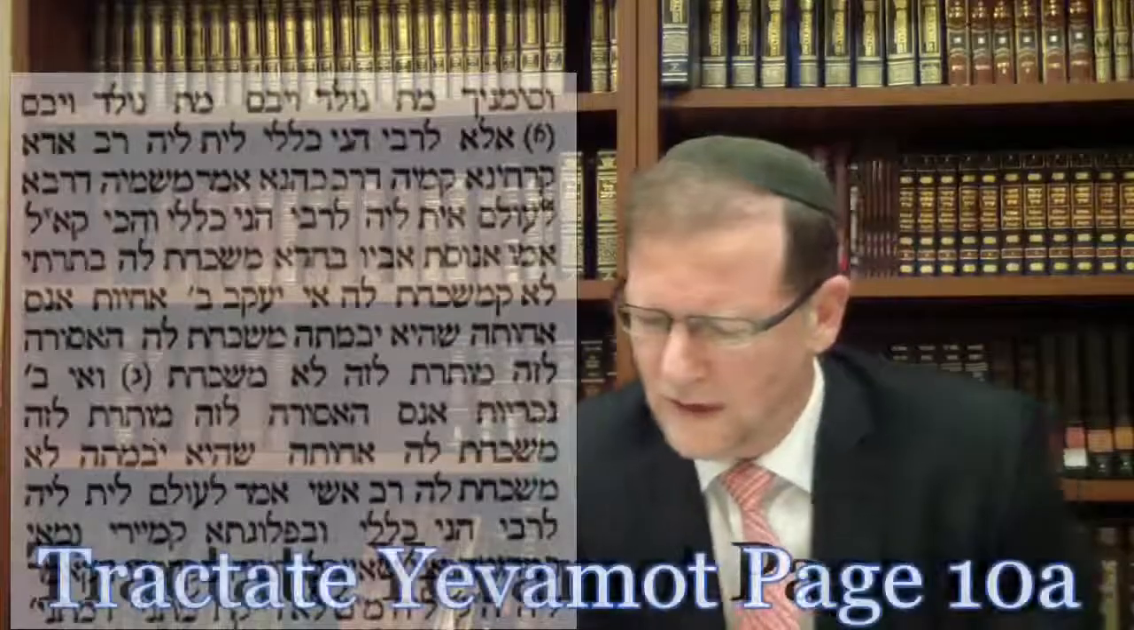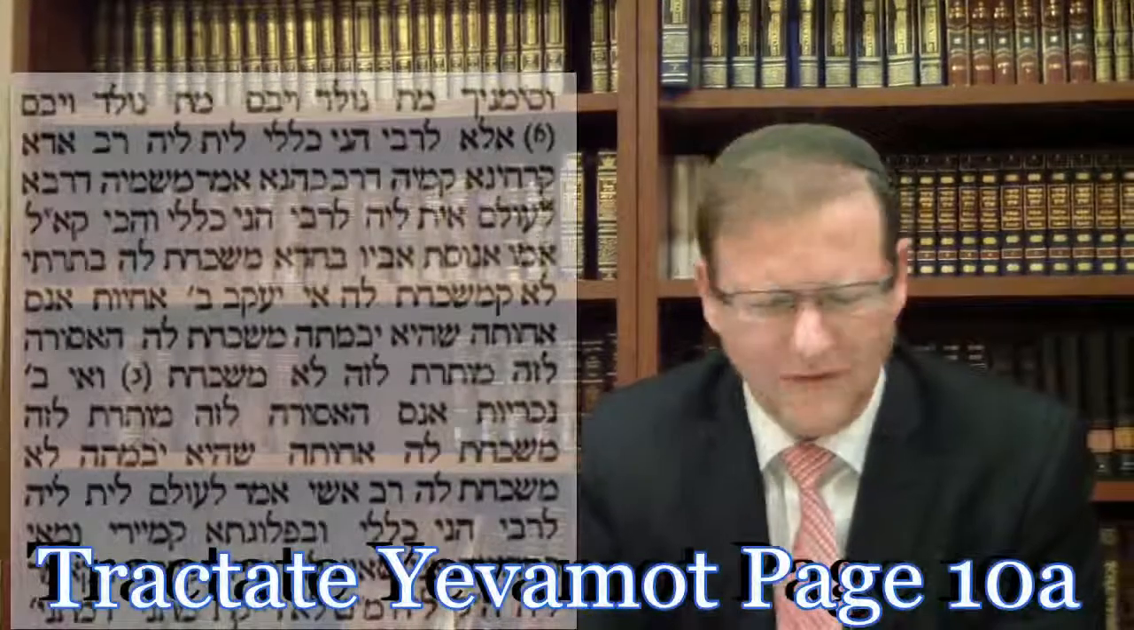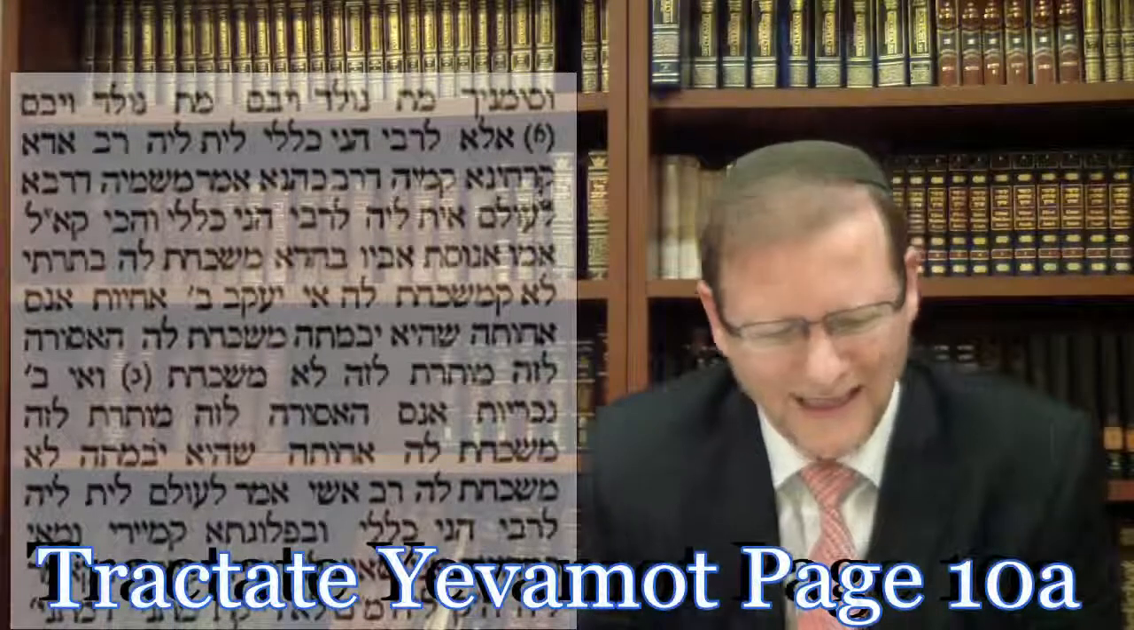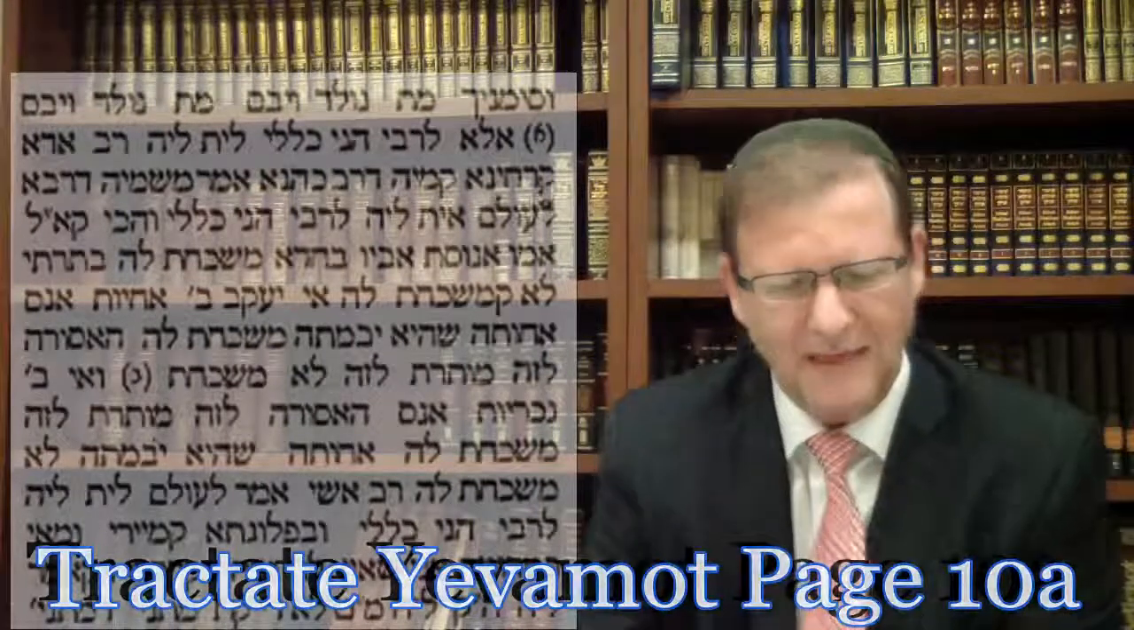Rabbi, however, so far, said to him in very strong language, you can't even think that it should be a part of the Mishnah because of what we said earlier. So we are two lines from the top of page 10. So we said, Rav Ada Karchina Kamei de Rav Kana Mishmei de Rava Lolam Itle Lerabi Haniklale Veachika Amarle Imo Anusat Aviv Bechada Mashkachat La Betartei Lo Mashkachat La.